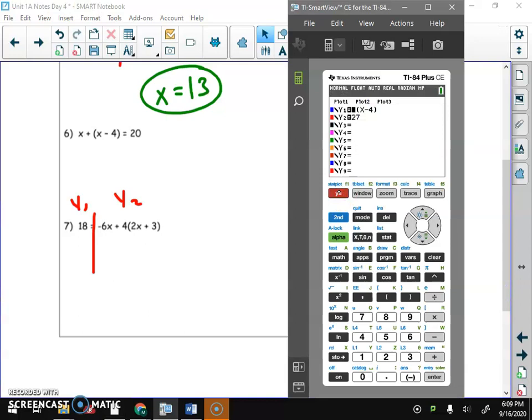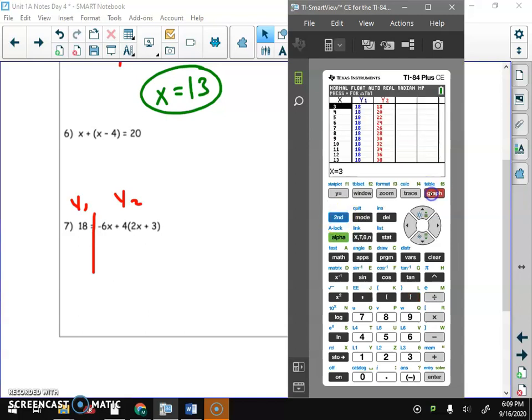Go to y equals, clear and clear. Go up. y1 is 18. y2, negative 6x plus 4 parentheses, 2x plus 3, close, 18, negative 6 plus 4. That looks good. Let's hit second graph. Let's find our match. And again, since it's 18 and y1, it's going to be an easier match to find.